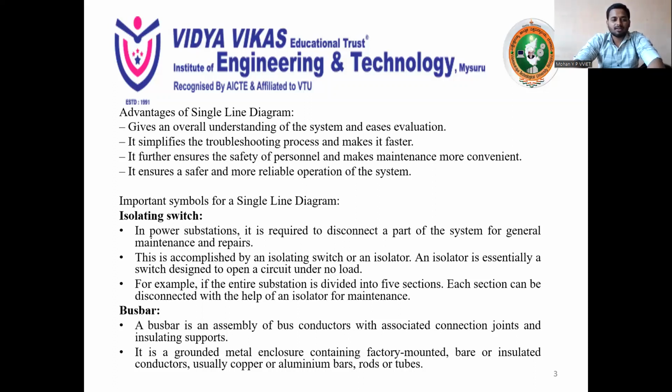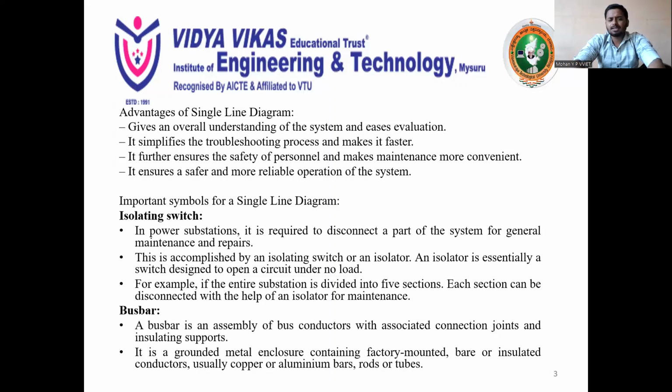Then after that, important symbols of a single line diagram. Isolating switch. In power substations, it is required to disconnect a part of the system for general maintenance and repairs. This is accomplished by an isolating switch or an isolator. An isolator is essentially a switch designed to open a circuit under no load. For example, if the entire substation is divided into 5 sections, each section can be disconnected with the help of an isolator for maintenance.